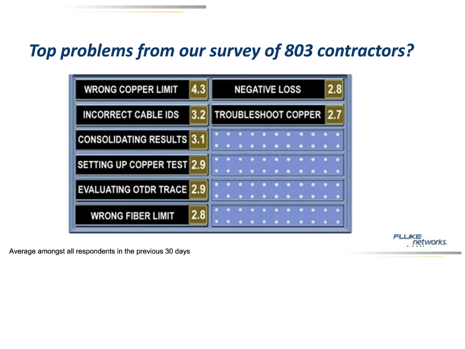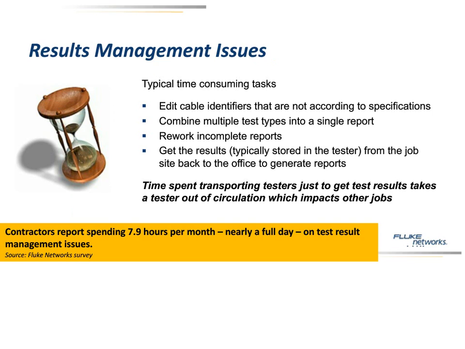What you see on the slide right now is the top 10 problems that they reported. It's about wrong limits, cable IDs, consolidating different results, setting up the tester, and a few other problems that they face. If you look at these problems today, you can categorize them into two broad categories. One is about managing your test results, and the second one is about managing the tester itself and how you set up the tester. So we took those two categories and asked, what are the problems customers face while managing test results? And we realized there are a lot of problems.